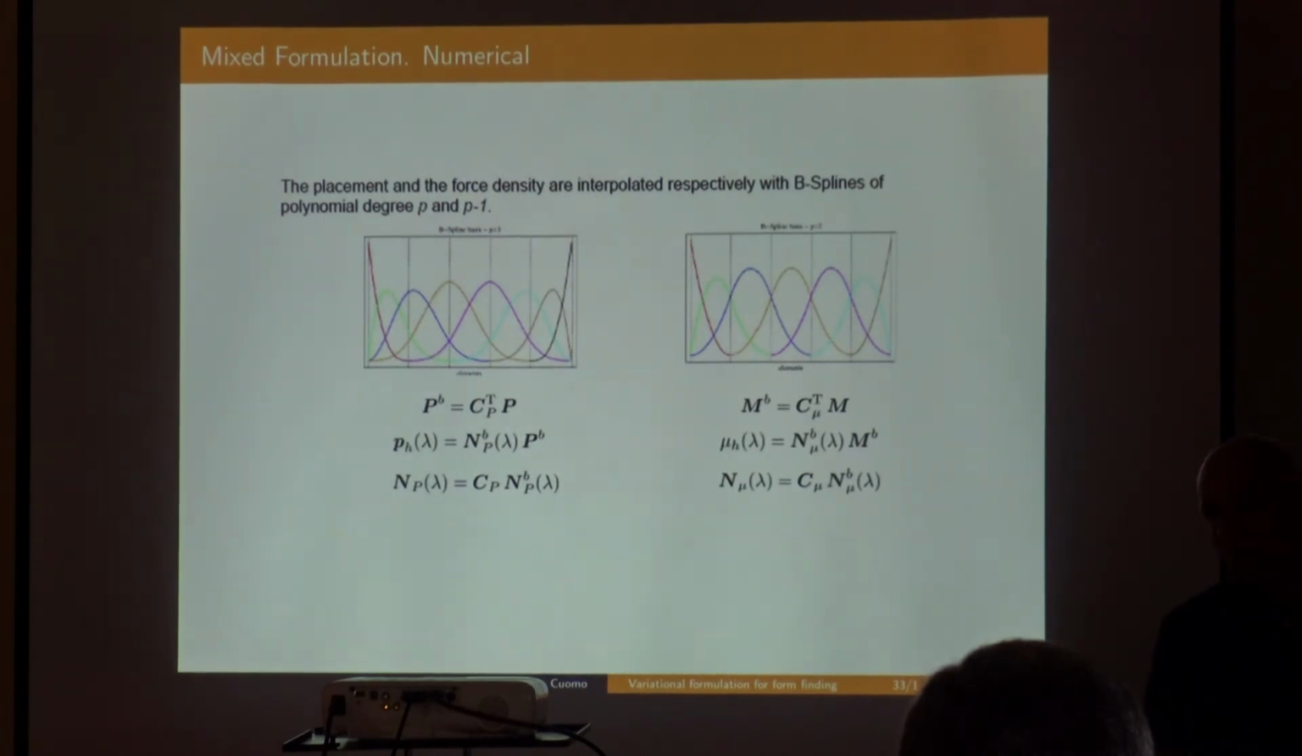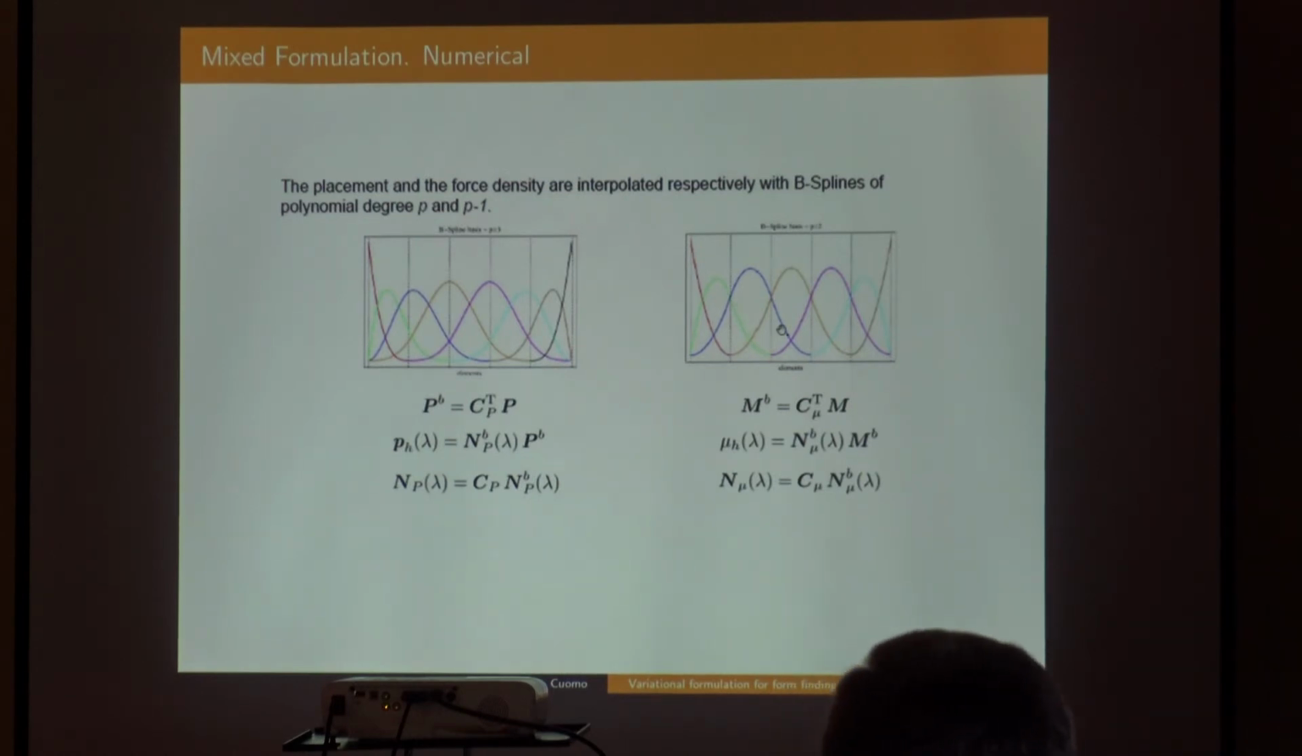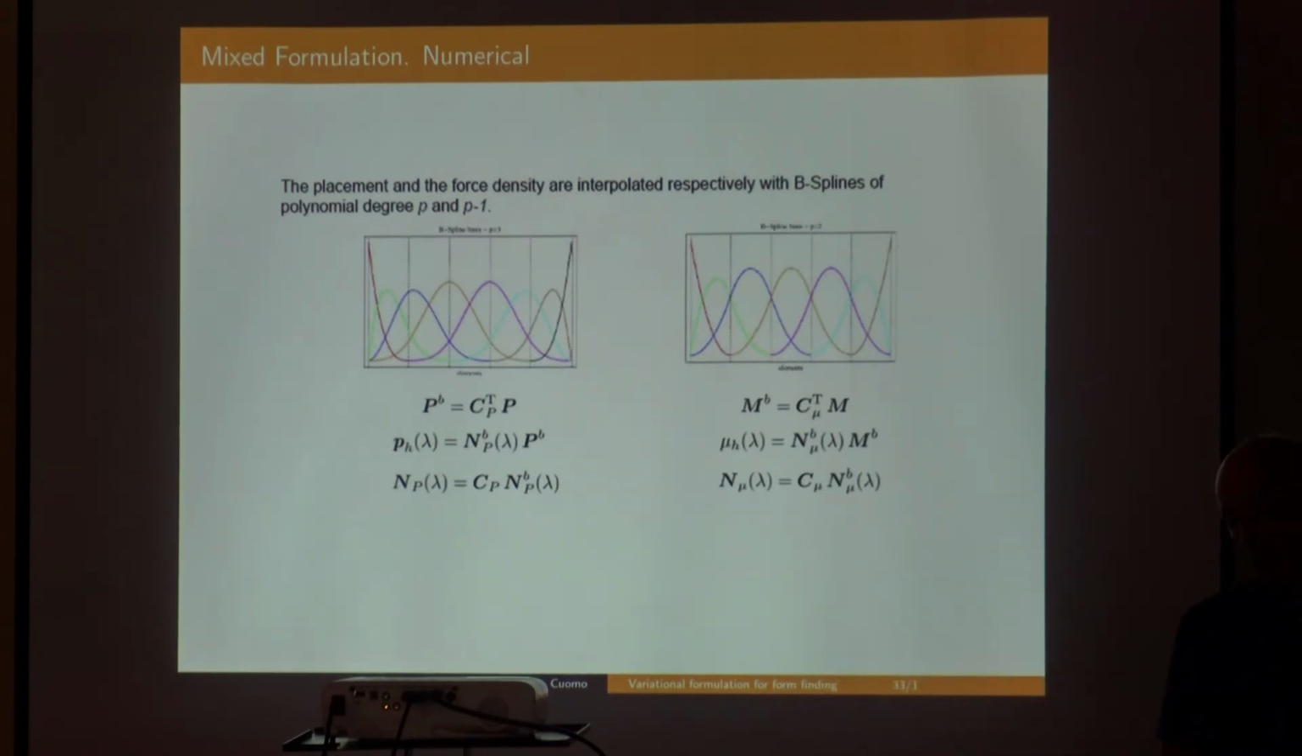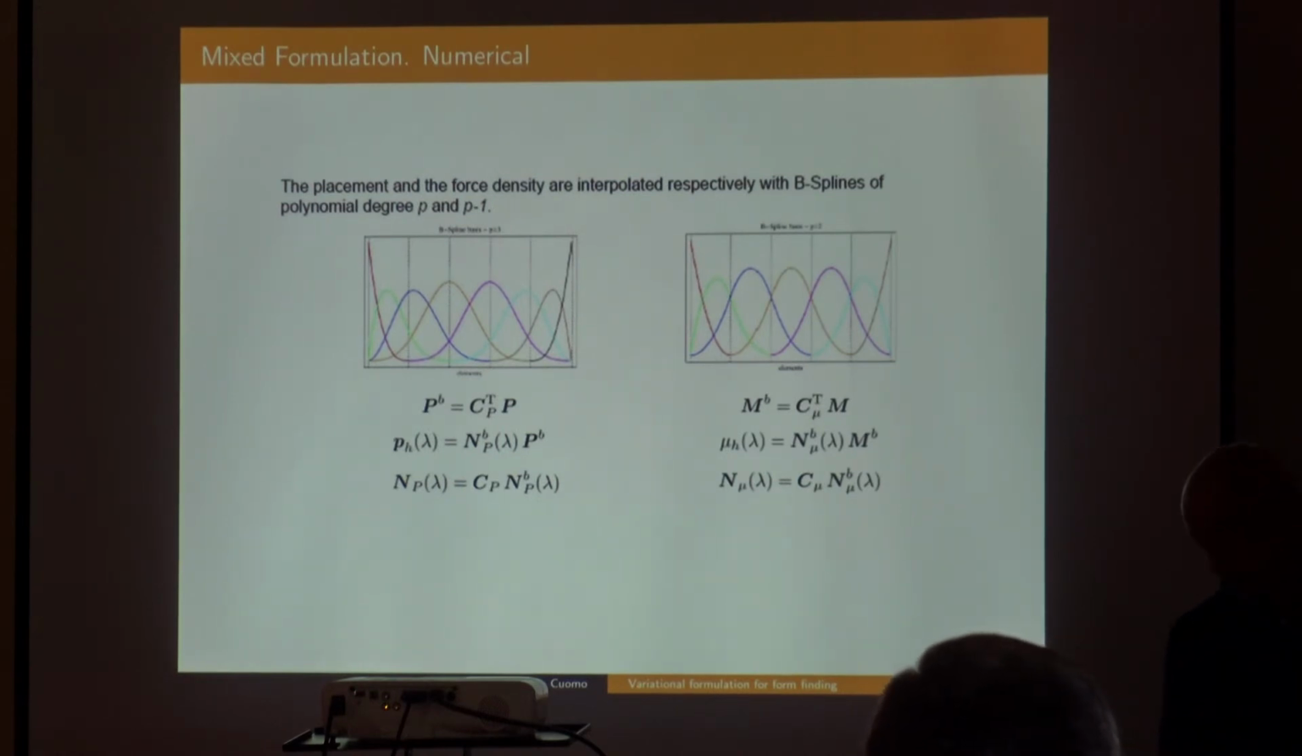Brezzi taught us that when you have a mixed problem, you need different degrees of interpolation for the primary variables and the dual variables. So we use splines of order p for the position, and of order p minus 1 for the axial forces. Actually, the implementation has been done using Bezier extraction. So we work on the elements with the Bezier function, and then we extract from it the spline. But this is technical stuff.